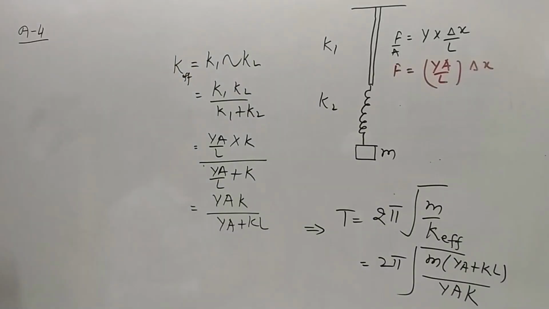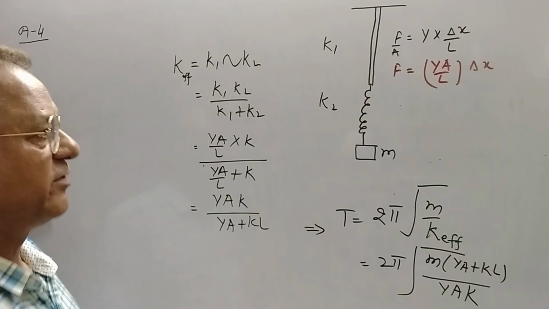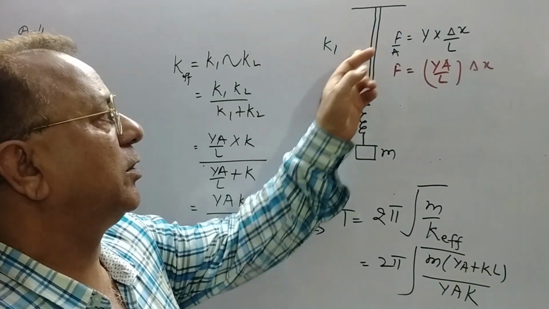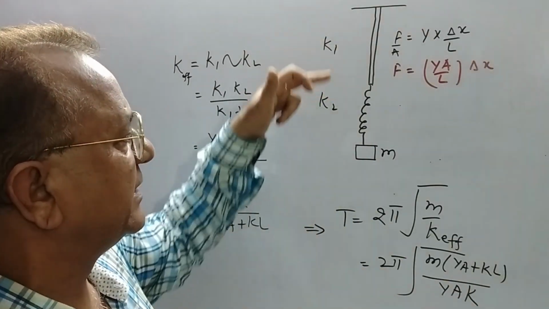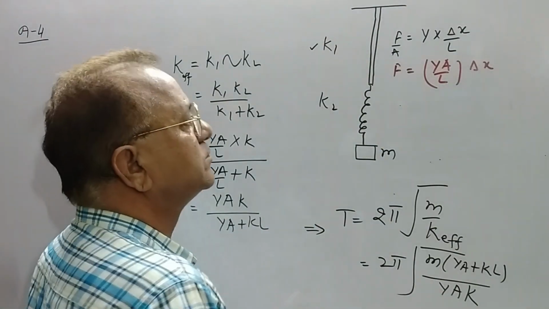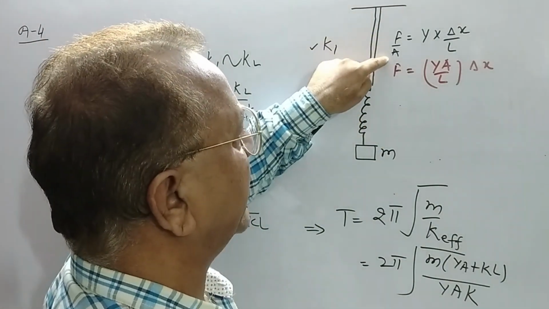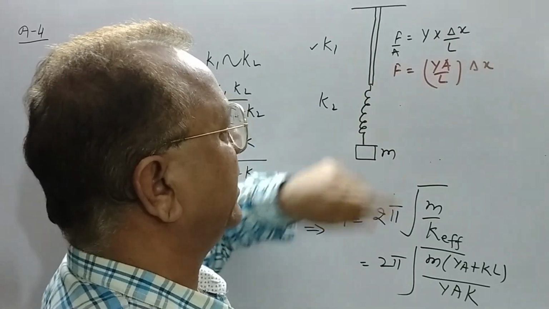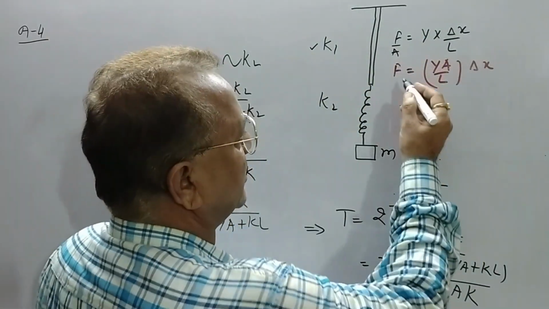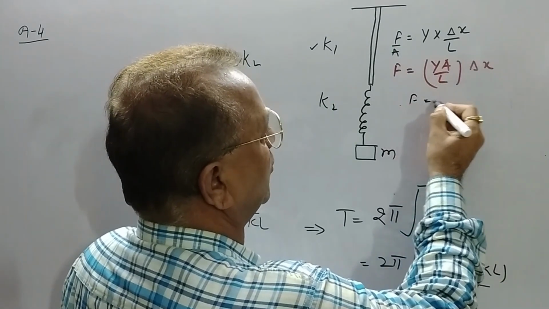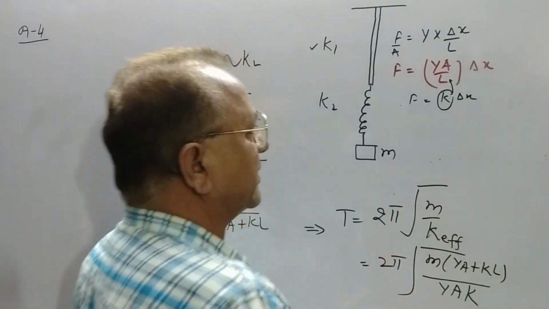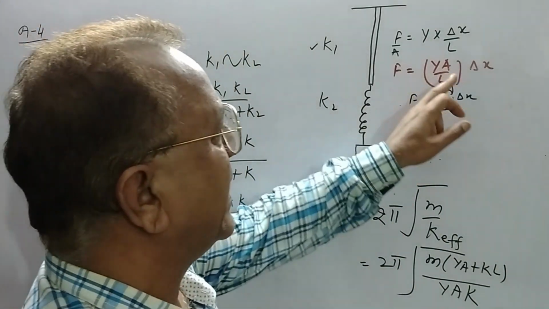Let us discuss answer number 4. This is a case of, instead of one spring or two springs or two rods, there is one rod and there is a spring. First thing you have to remember is, in case of a rod, stress upon strain, stress is equal to Y into strain. F is equal to AY upon L delta x. This is equivalent to F is equal to k delta x. K in case of a rod is YA by L.